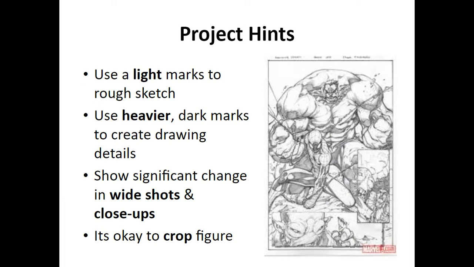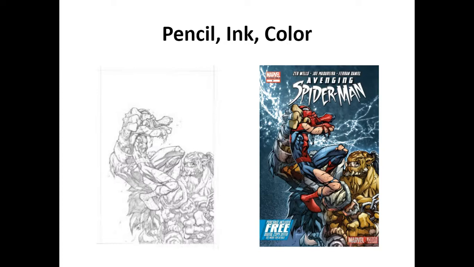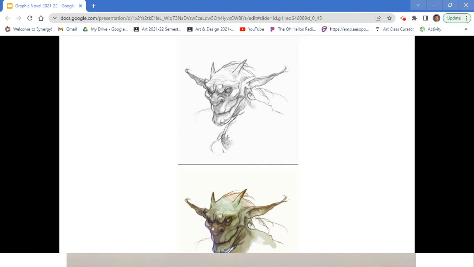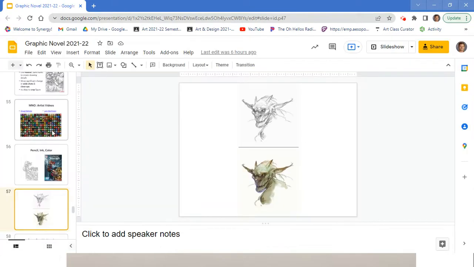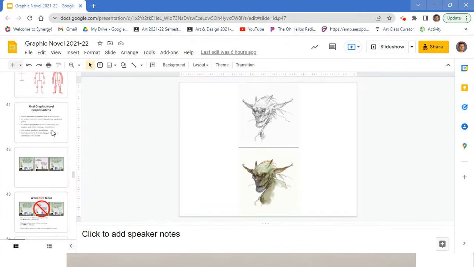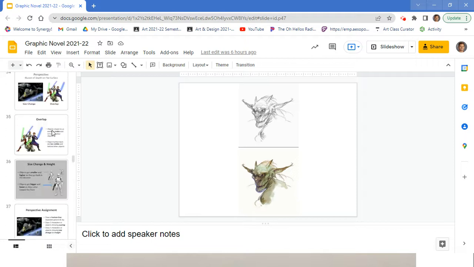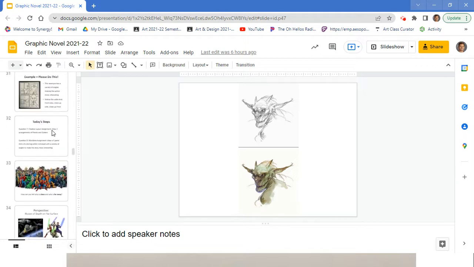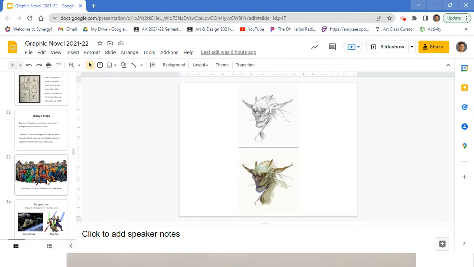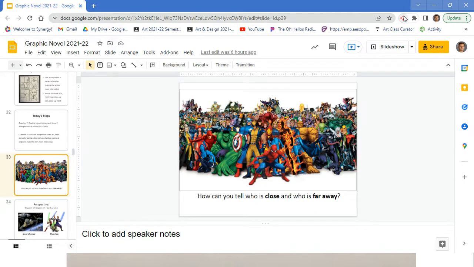When you're doing your drawing, use soft light marks and then add heavier dark marks when you're making choices for your different details. Once you have everything drawn in pencil, your next step is to outline in fine black marker, and then you're going to be erasing unnecessary pencil marks. So work hard, have fun, and be creative.